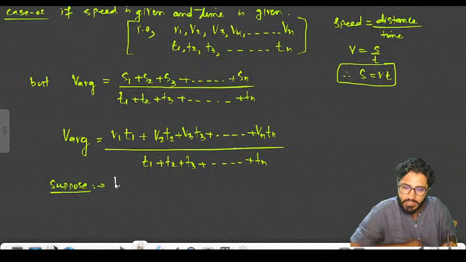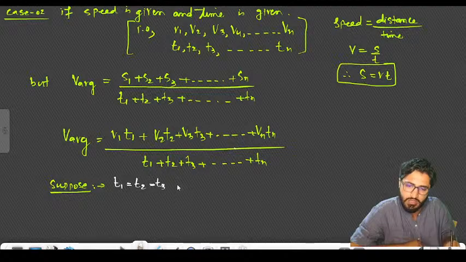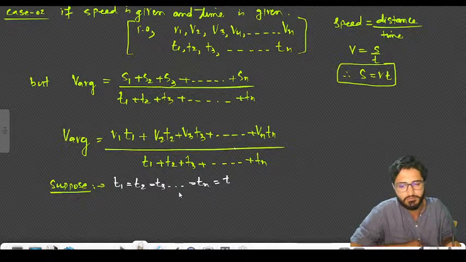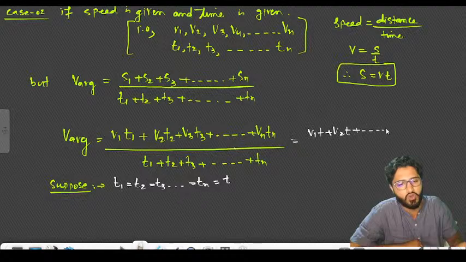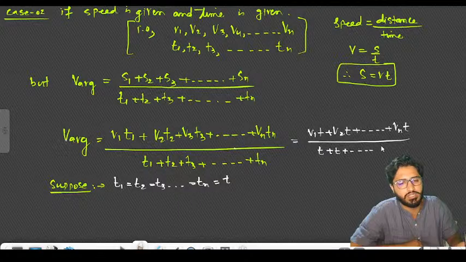Suppose T1 equals T2 equals T3, and each and every T is equal to T. Each and everything equals T. So can I write now this equation: V1T plus V2T, up to so on, up to VnT, whole divided by T plus T up to N, sorry.